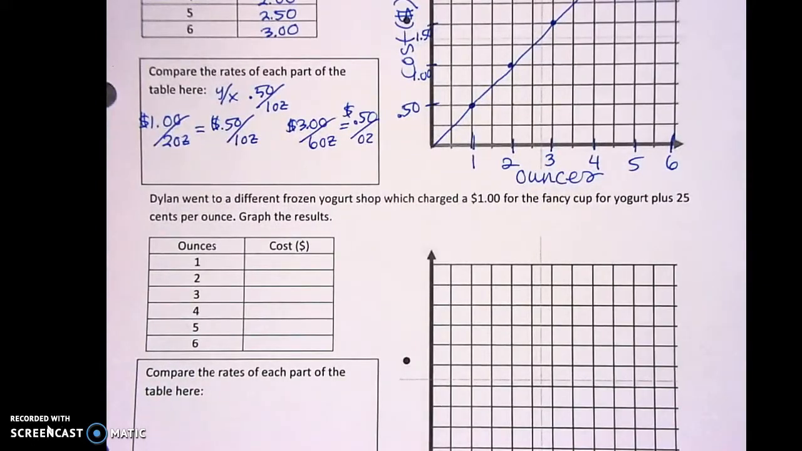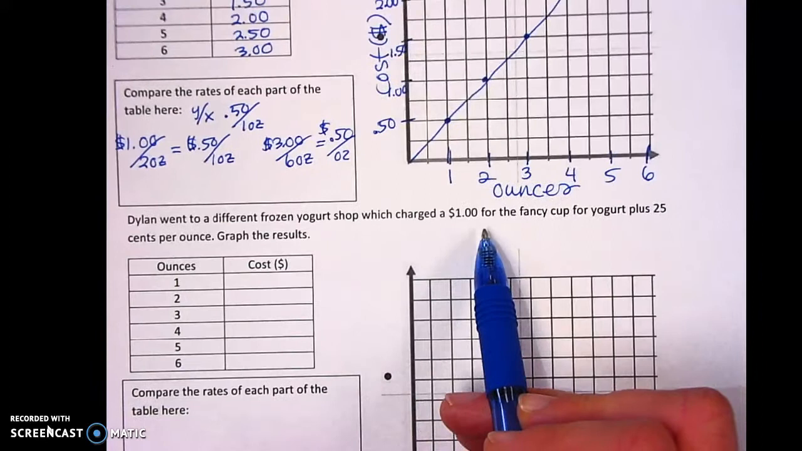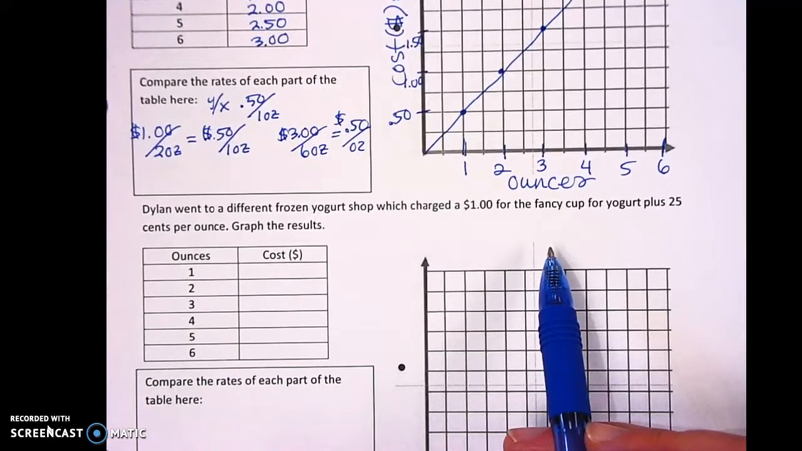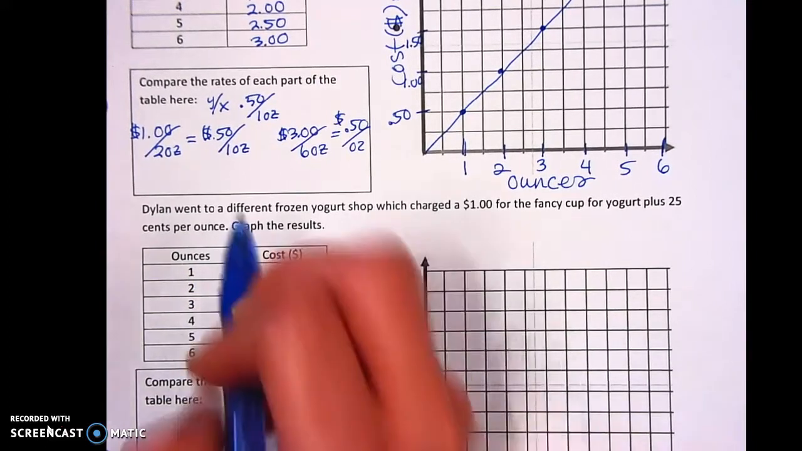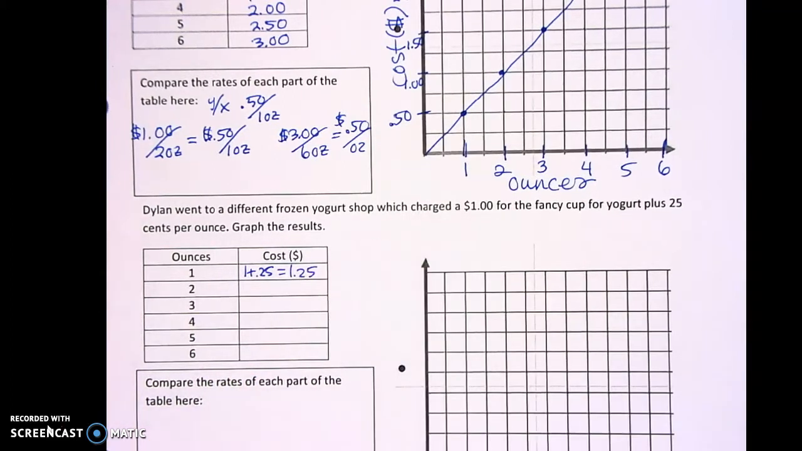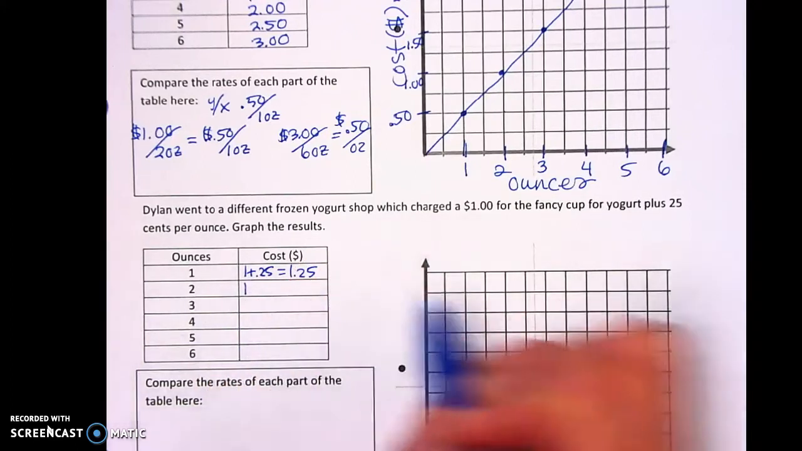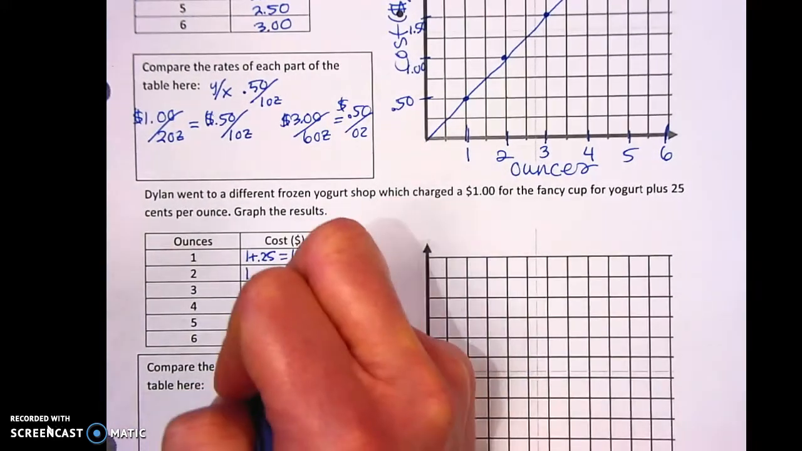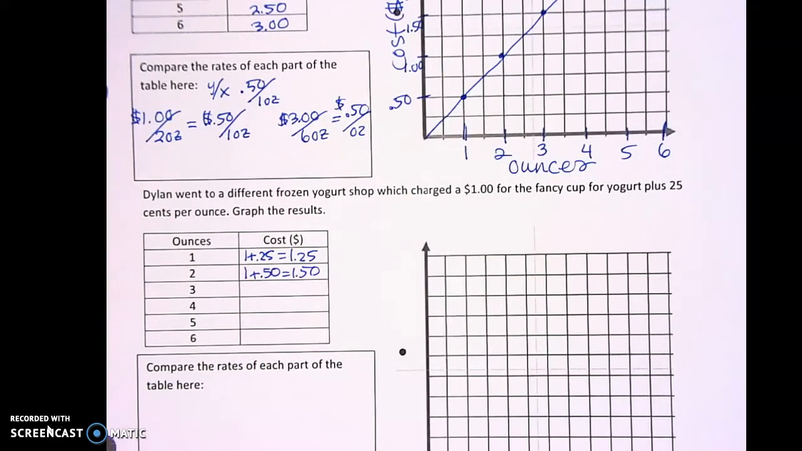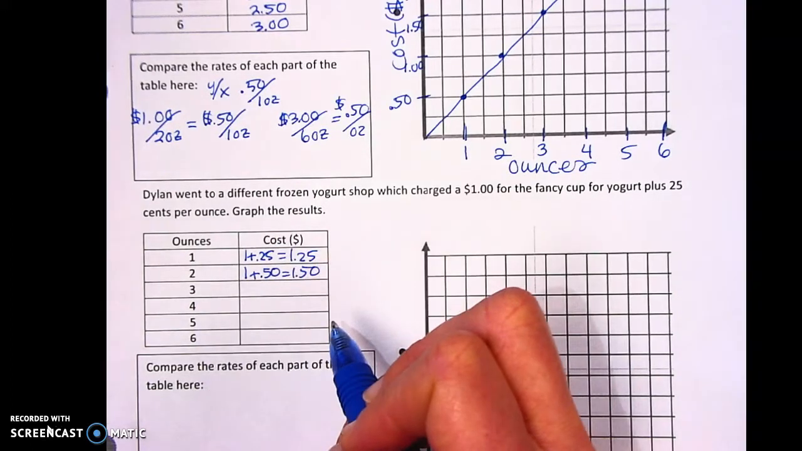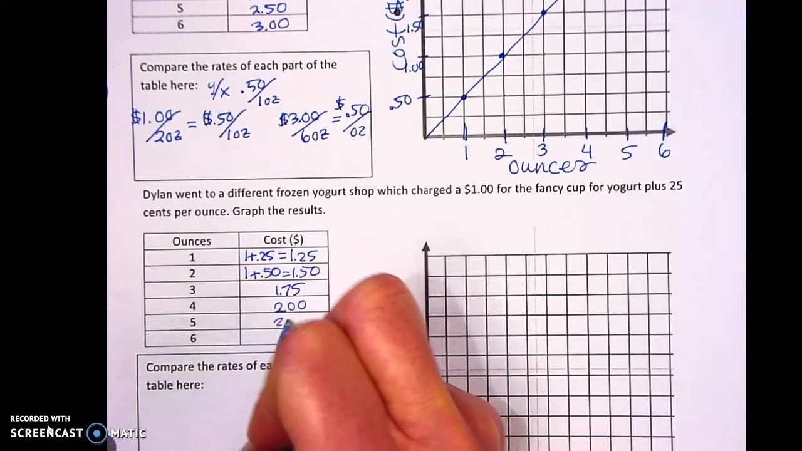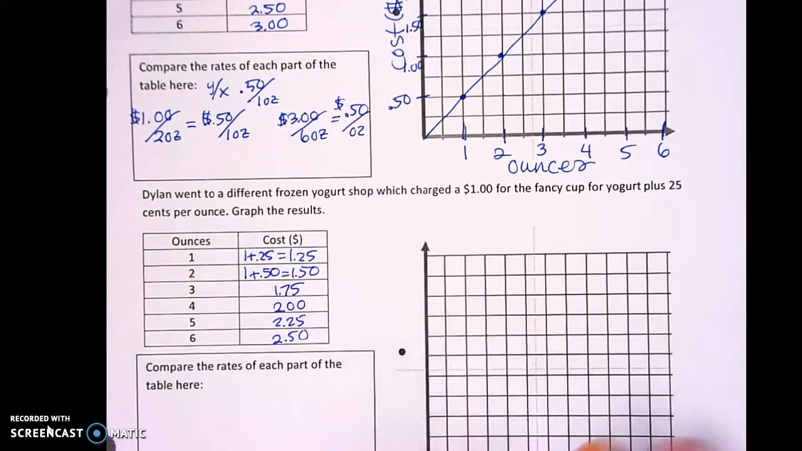Dylan goes to a different frozen yogurt shop. This one has $1 that you have to pay for the fancy cup, plus 25 cents per ounce of yogurt. Graph the results. So if he buys 1 ounce, we have $1 plus the 25 cents per ounce for a total of $1.25. For 2 ounces, he pays that ridiculous fee of $1 per cup, plus now 50 cents for 2 ounces, so $1.50. And I think you can see that each time we add an ounce, we're going to be increasing the price by 25 cents. $1.75, $2, $2.25, up to $2.50.